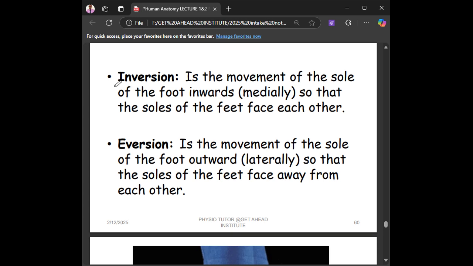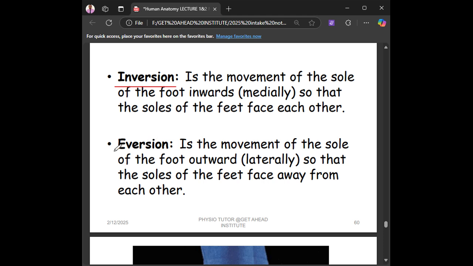Then we have what we call inversion. Inversion is the movement of the sole of the foot inwards, that is medially, so that the soles of the feet face each other.